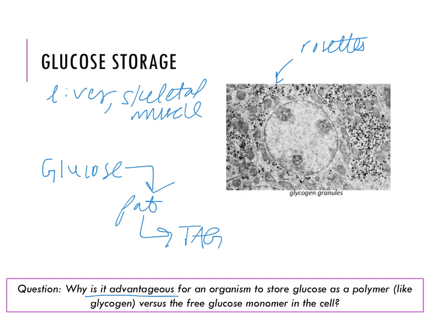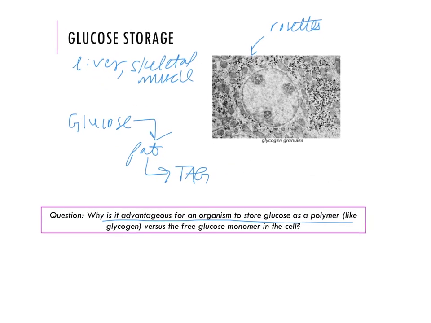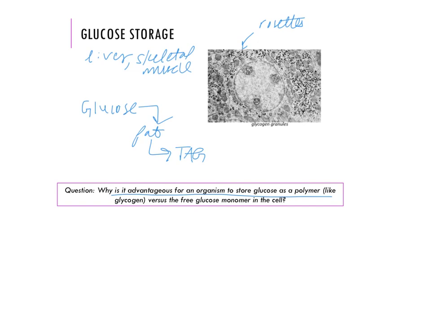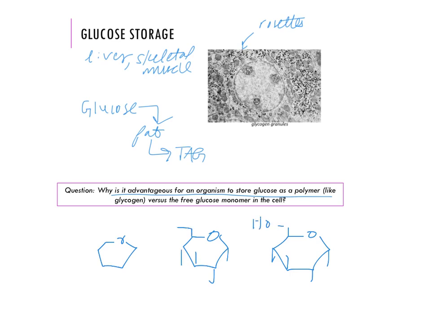Okay, question. Why is it advantageous for an organism to store glucose as a polymer versus free glucose in the cell? So this is sort of the same thing as why do we tie up all the fatty acids in a TAG instead of leaving them as free fatty acids. So in this case, you have a whole bunch of glucose, and I'm going to just draw a few of them. Wow, drawing these fast looks even worse than I imagined it would. Down, down, up, down, up. Okay.